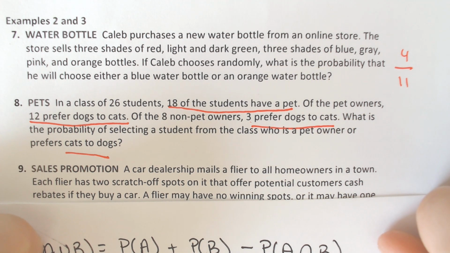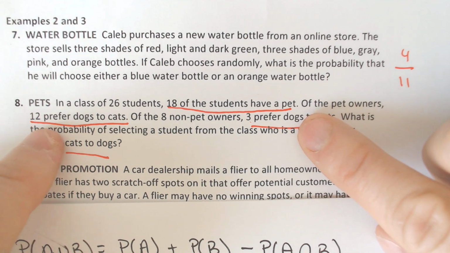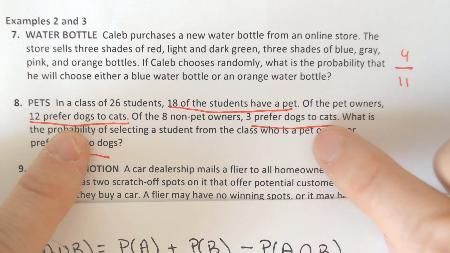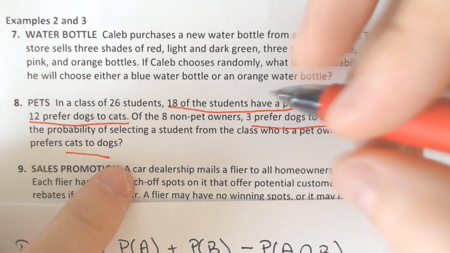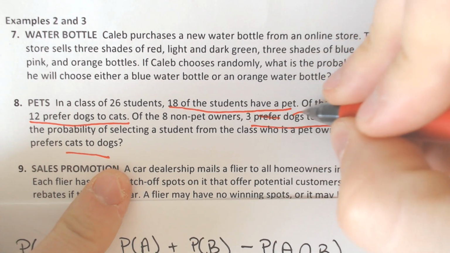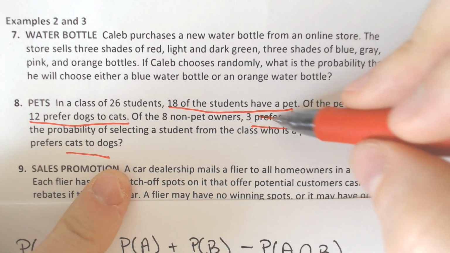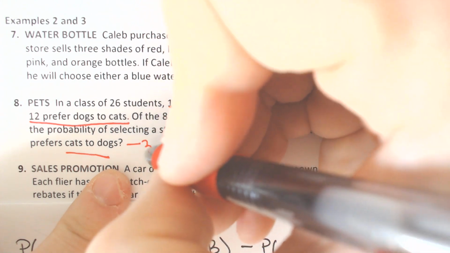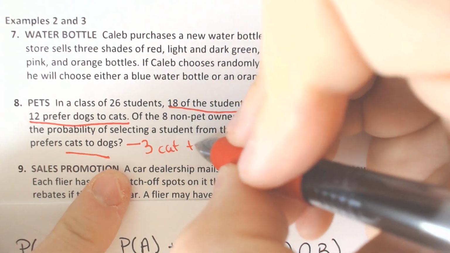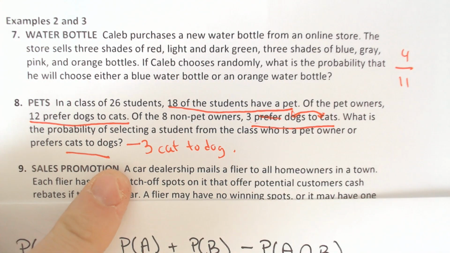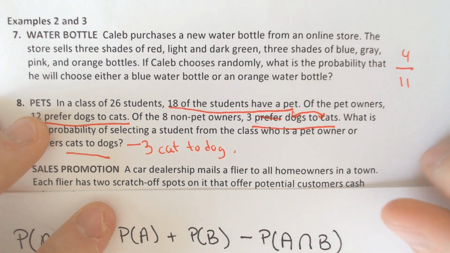Is there another typo? It says 12 prefer dogs to cats, and then here it says 3 prefer dogs to cats. They made a typo. I'm assuming most people prefer cats to dogs, so I'm going to say the 3 is the prefer cats to dogs. 3 cat to dog. Man, this worksheet. Textbook people. Get it together.